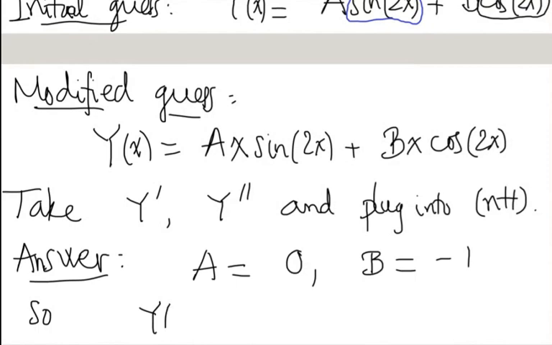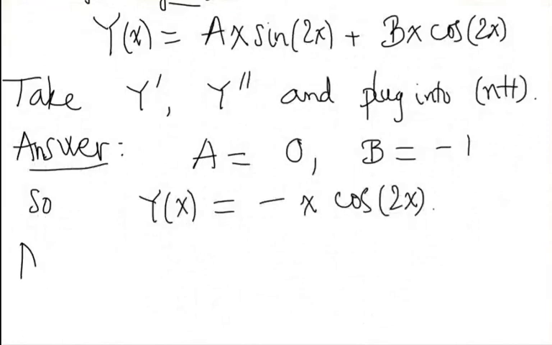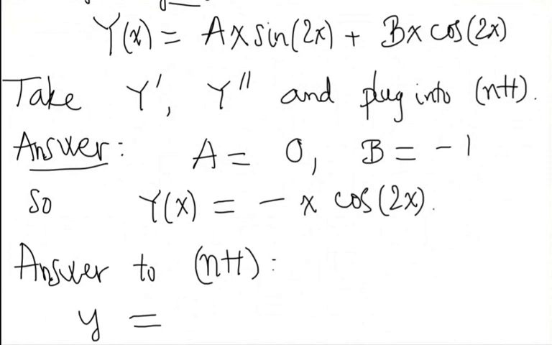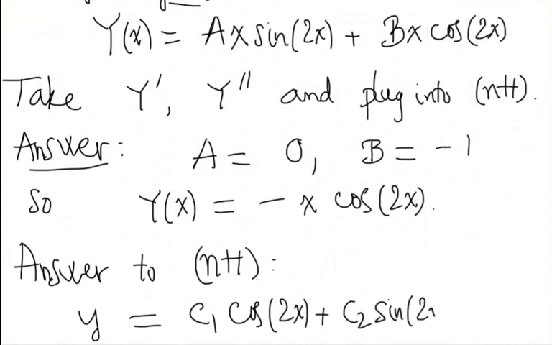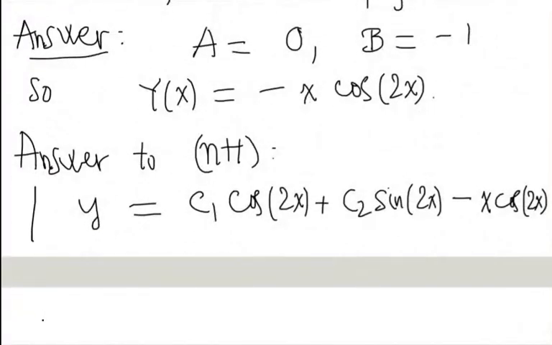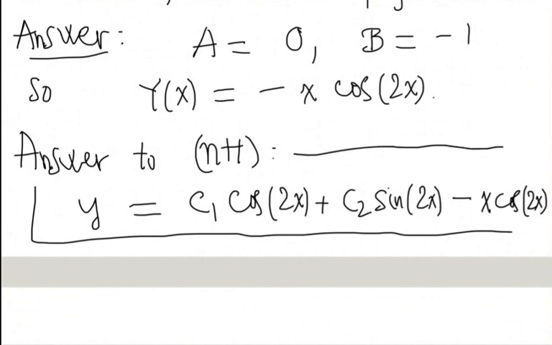So capital Y(x) is minus x cosine 2x. And so the final solution to the non-homogeneous equation is y(x) equal to c1 y1, which is cosine 2x, plus c2 y2, sine 2x, and then minus x cosine of 2x. This is the answer.